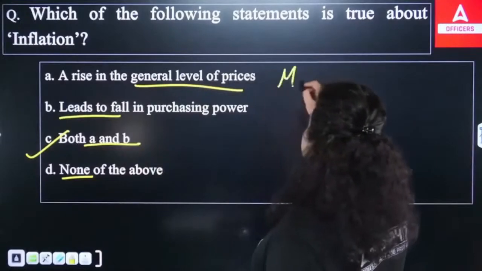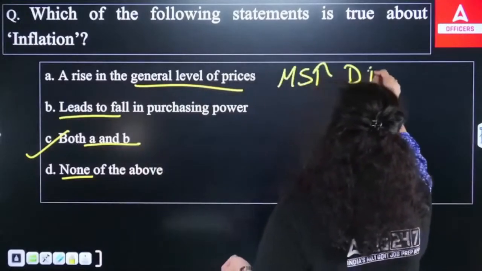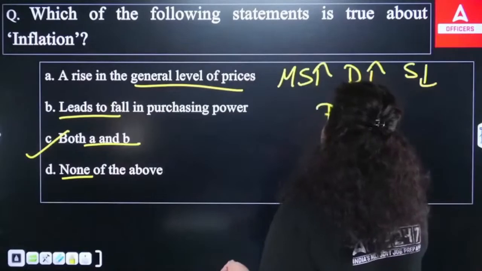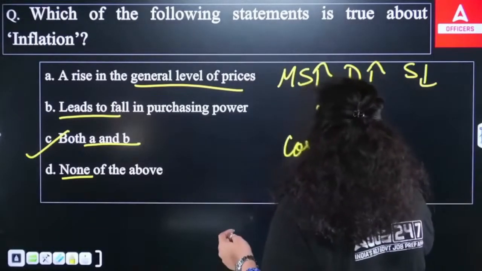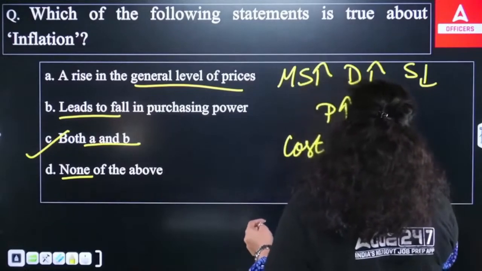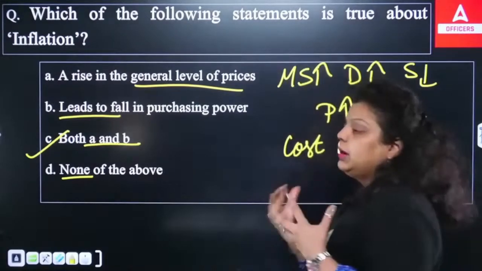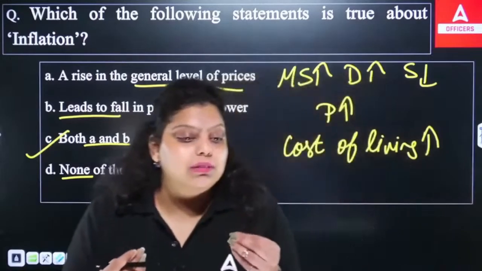Because let's say money supply increased, the demand increased, but the supply decreased, because of which the prices keep rising. This is what inflation is. When the prices are rising, it means the cost of living will also rise. Cost of living simply means the money you have to spend to survive. That's the cost of living.